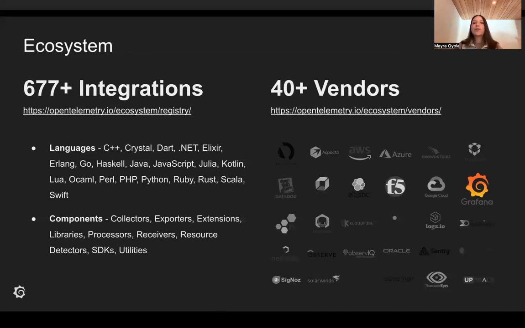This matters because with such a wide range of integrations, and as you can see here, it spans programming languages, frameworks, libraries, even services, right? OpenTelemetry is going to be able to provide you that comprehensive coverage, regardless of how diverse your technology stack is today, or how diverse it will become in the future. So I really want us to get thinking not only about our current state, but also our future state.